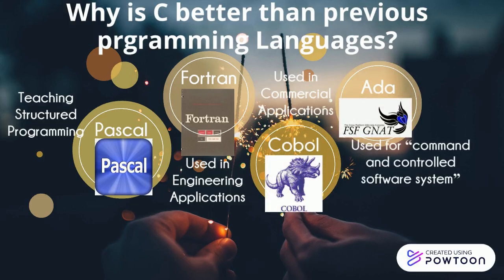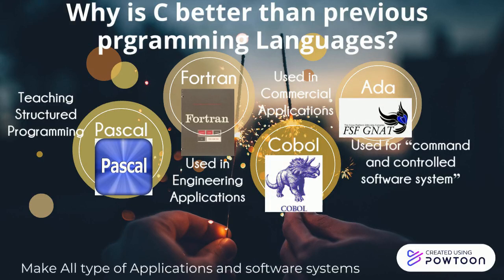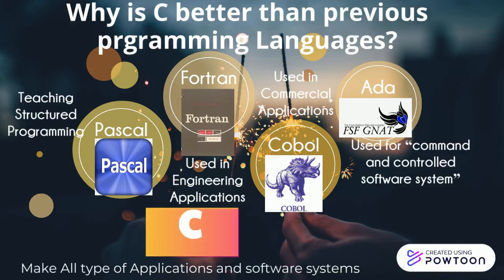And in comparison to all of these, there is only one language that can make all types of applications and software systems, like operating systems and databases, called C programming language.